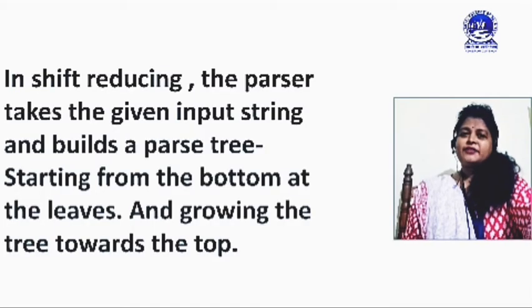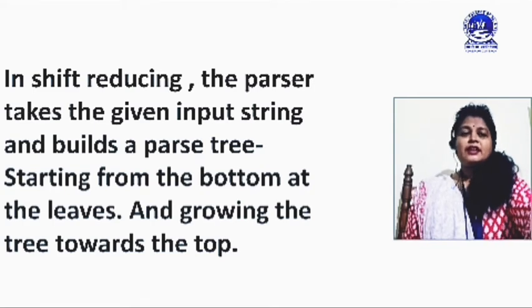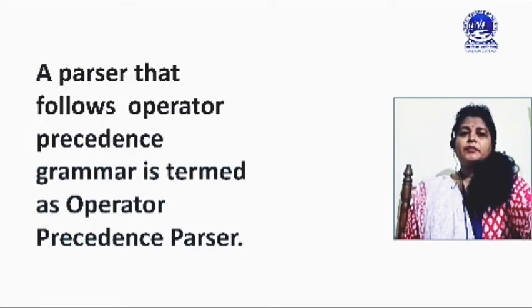In case of shift reducing parsing, the parser takes the given input string and builds a parse tree. It starts from the bottom at the leaves and gradually it grows towards the top. Then we will talk about the operator precedence parser. Actually, operator precedence parser is nothing. It is the parser which follows the operator precedence grammar.